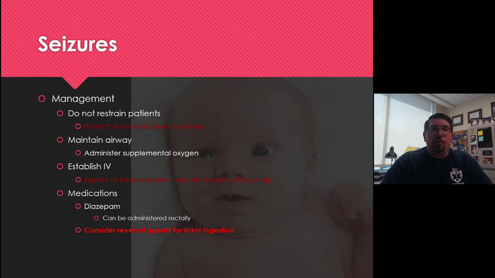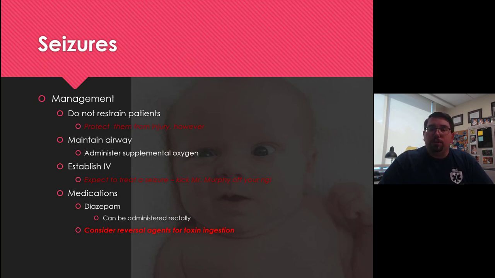It's important to maintain their airway, administer supplemental oxygen, and then establish an IV. Expect to treat the seizure, right? The rule of Mr. Murphy, Murphy's Law: what can go wrong does go wrong at the worst possible time. So be prepared for that and expect a seizure.